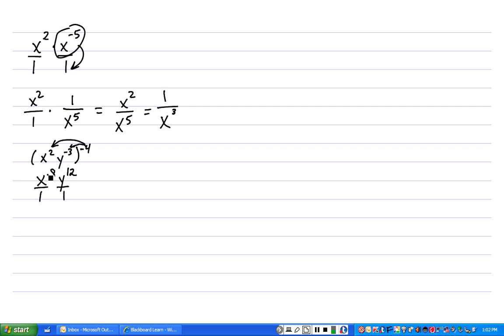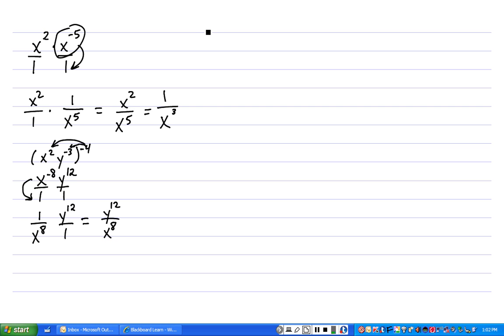So because I have x to the negative 8 and that's in the numerator, I can just bring it down to the denominator and make it positive. So that would look like 1 over x to the positive 8 and y to the 12th, still over 1. Okay, so then you have y to the 12th. When you multiply across, 1 times y to the 12th is y to the 12th. X to the 8 times 1 is just x to the 8. Alright, so your answer is y to the 12th over x to the 8th.